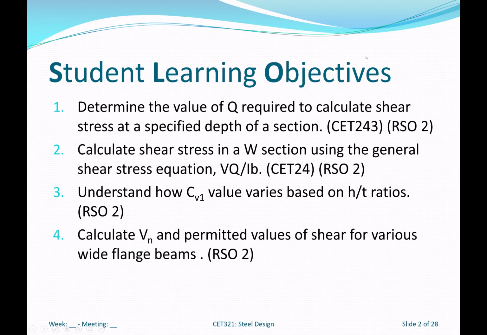Okay, so again, some review from 243, right? For calculating Q and shear stress. Okay, shear stress being VQ over IB. So you should remember that, I'm hoping. Then we'll talk about C sub V and how it varies, but again, it'll get a little bit simplified, but it's still going to relate to H over T ratios. Okay, so H over T ratios.